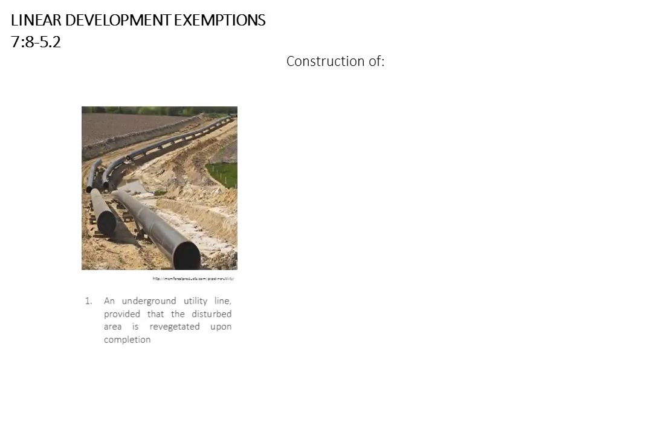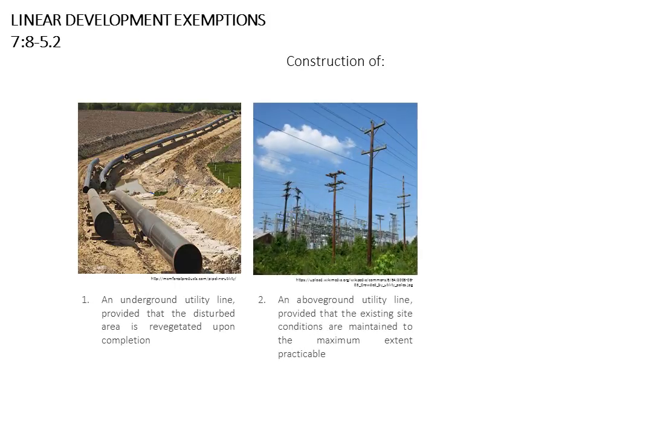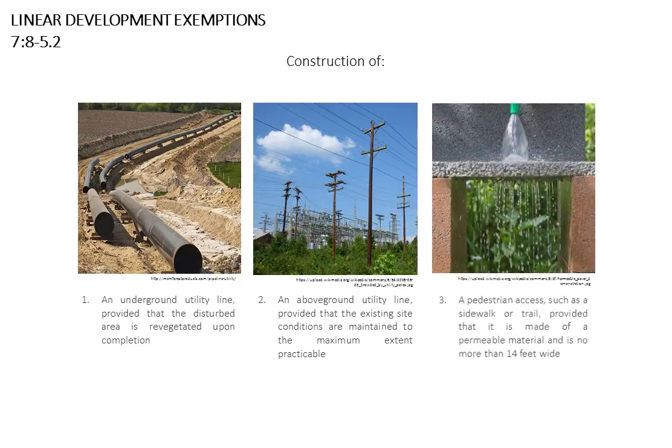There are certain linear development projects that are exempt from the design and performance standards of the stormwater management rules, provided that the developer meets certain criteria to minimize the effects of the development. The developments and criteria are as follows. Construction of an underground utility line, provided the disturbed area is revegetated upon completion. Construction of an above-ground utility line, provided that the existing site conditions are maintained to the maximum extent practicable, and construction of a pedestrian access, such as a sidewalk or trail, provided that it is made of a permeable material and is no more than 14 feet wide.